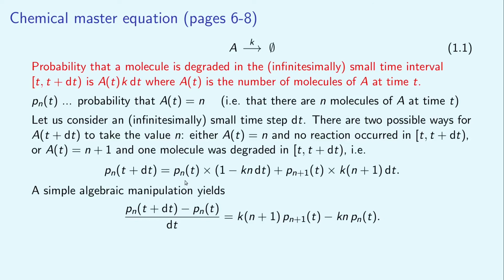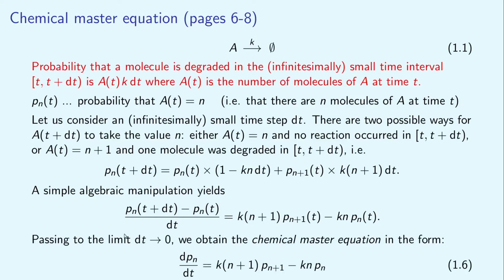Taking the term p_n(t) to the left hand side and dividing the whole equation by dt, we obtain the following equation. On the left hand side, we see a discretized derivative of p_n(t). So we pass to the limit dt goes to 0 to obtain the so-called chemical master equation in the following form. The time derivative of p_n is equal to k(n plus 1) p_(n plus 1) minus k n p_n.